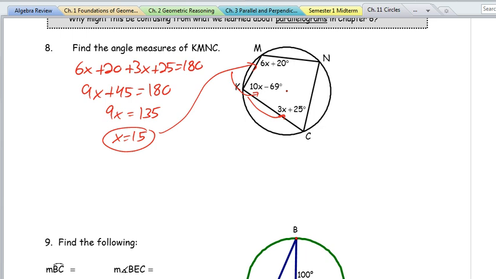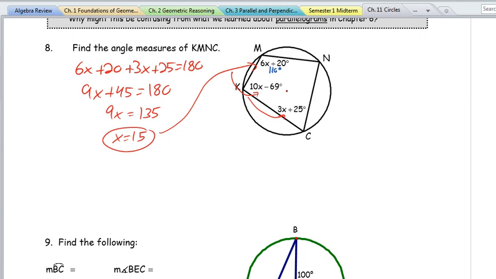Let's use it anywhere we can. So we can go ahead and plug in. I'm just going to punch this on my calculator, so you should be doing the same thing. Double check, make sure I don't make a mistake. 6 times 15 plus 20 is going to give me 90 degrees. No, I'm sorry, not 90 degrees. 6 times 15 is 90 plus 20. It's 110 degrees. Good thing you guys were following me there.